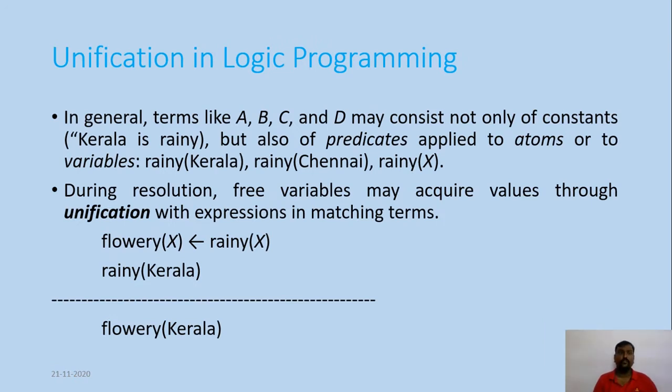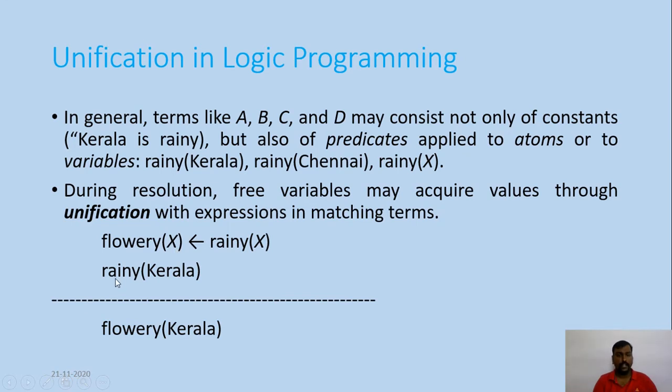Next, let's learn the unification concept in logic programming. In general, a logic programming horn clause not only consists of constants, but it can also contain variables or atoms. So we cannot always say Kerala is rainy like a constant. We can even use variables like rainy of Kerala, rainy of Chennai, rainy of X, etc. In case of resolution, free variables may acquire values through the unification process with expressions in matching terms. For example, if I give a predicate like if rainy of X, then flowery of X, that is, for all rainy of X, X will be flowery.